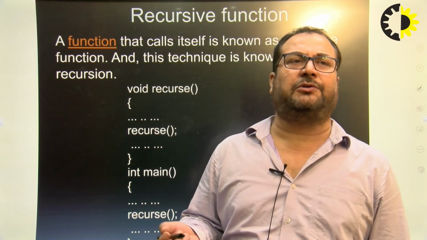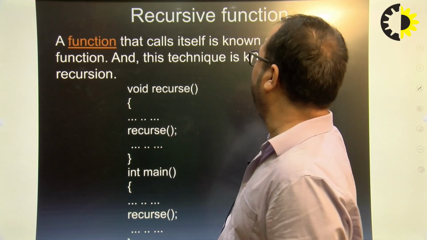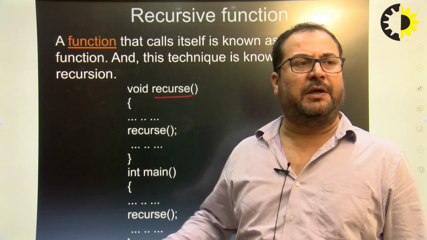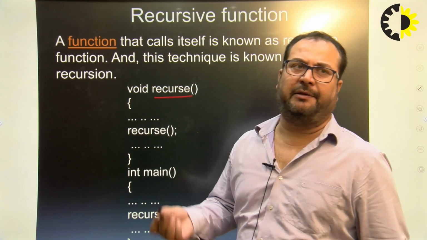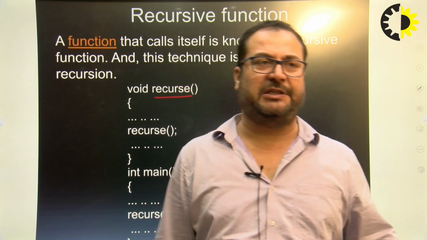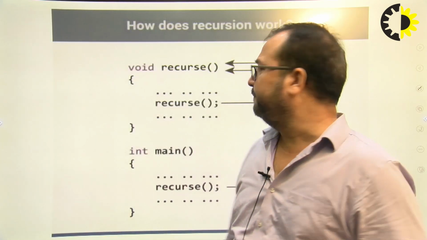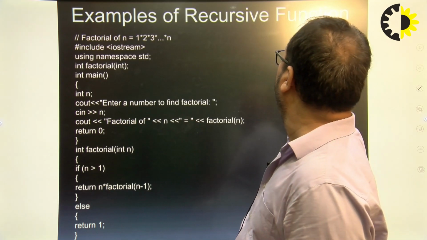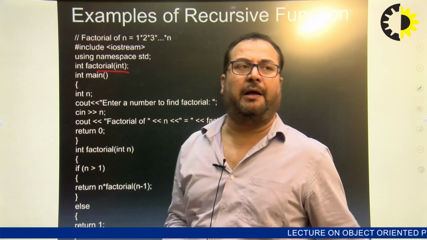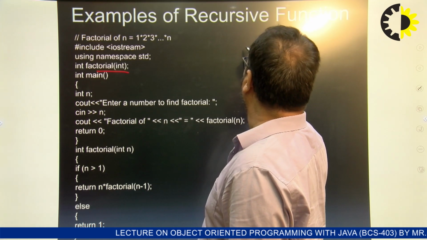Okay. Like, we can simply make a recursive call. A function that calls itself is known as a recursive function. For example, here the recurse function calls recurse. This way of calling is called a recursive function, and the process is called recursion. A simple example of a recursive function is factorial. We can make the factorial function a recursive function.